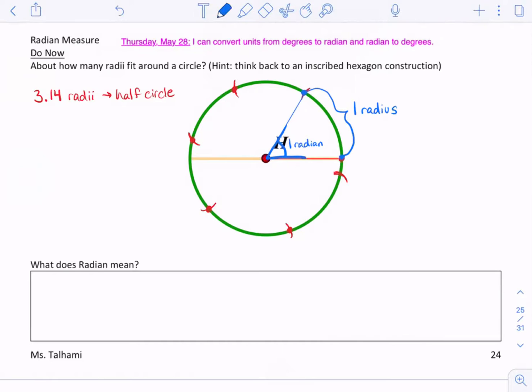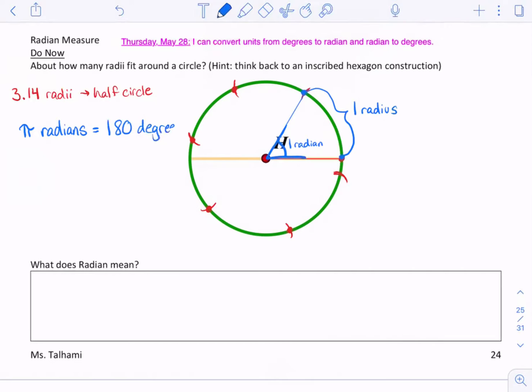So now going back to this thought right here, if I had 3.14 radii for half of a circle, that's how many radians exactly? What number is 3.14? You said it before, Miss Murphy? Pi. So we have pi radians, and that should be equal to half a circle is how many degrees? 180.